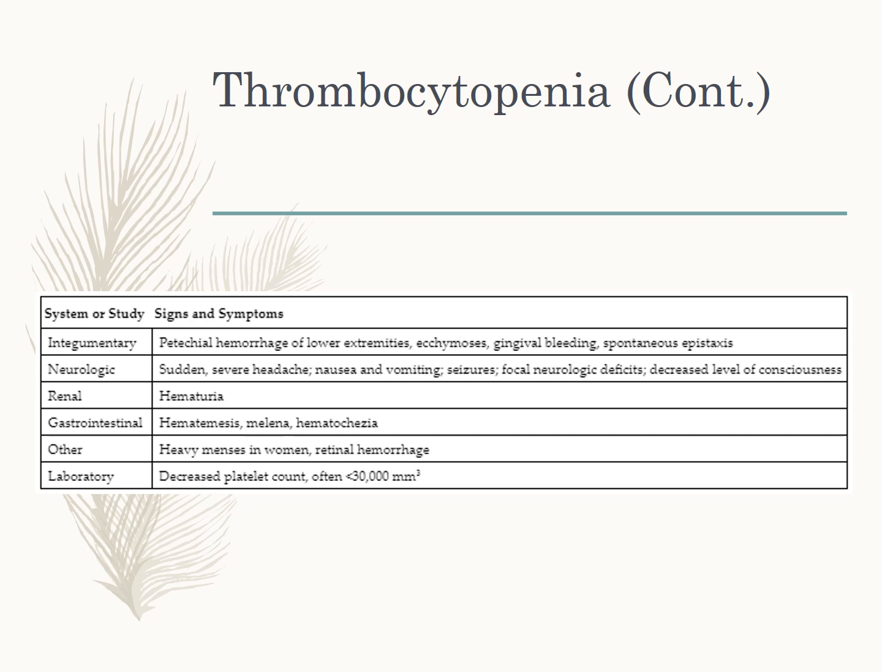So they may have signs and symptoms of a stroke, neurologically speaking. They may have nausea, vomiting, seizures, decreased level of consciousness, right? We talked about hematuria from the renal system. They can have all the signs of GI bleeding, hematemesis, melena, hematochezia, so bright red blood top or bottom, coffee grounds or dark stools. In women, this can lead to really heavy menses if they're in their reproductive ages, post-pubescent, premenopausal, retinal hemorrhaging. And like I said, on your labs, you're going to see decreased platelet levels.